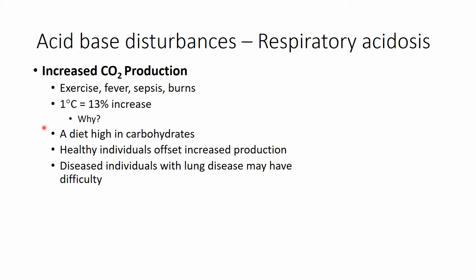A diet high in carbohydrates will produce more carbon dioxide per unit. Healthy individuals generally offset any increased production of acid. And then diseased individuals with lung disease are probably susceptible to this as well.